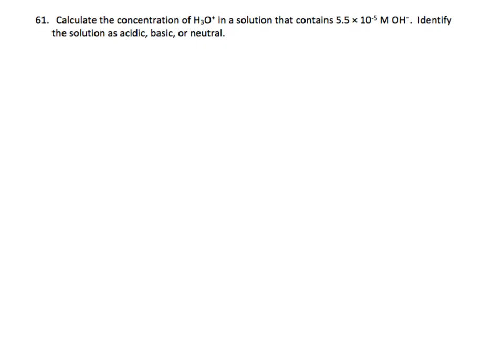Question 61 asks to calculate the concentration of H3O+ in a solution that contains 5.5 times 10 to the minus 5 molar OH minus. Identify the solution as acidic, basic, or neutral.